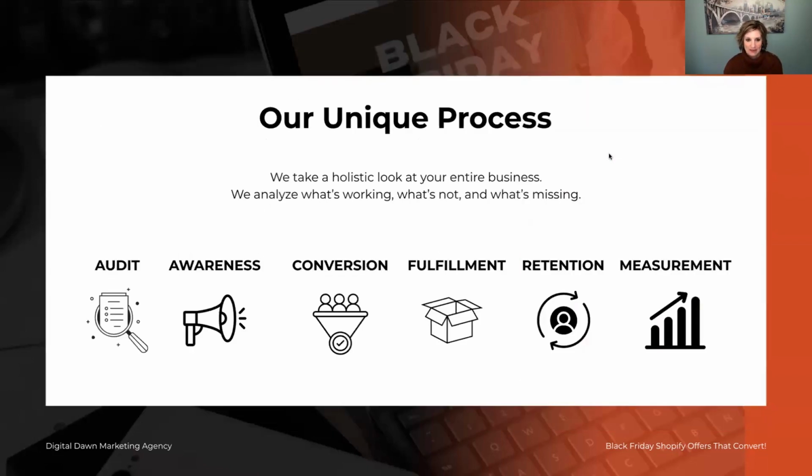Okay. All right. So we have this unique process that we use at the agency where we take a holistic view of your business. We call it the D to D method. We talk about the audit, the awareness, the conversion, fulfillment, retention, and measurement. We talked about all of these different pieces today in different capacities, but this is really the process that we use any time of year, regardless of whether it's Black Friday or Cyber Monday. This process of going through an audit of your stock, an audit of your processes, an audit of your website, all of those things need to happen.